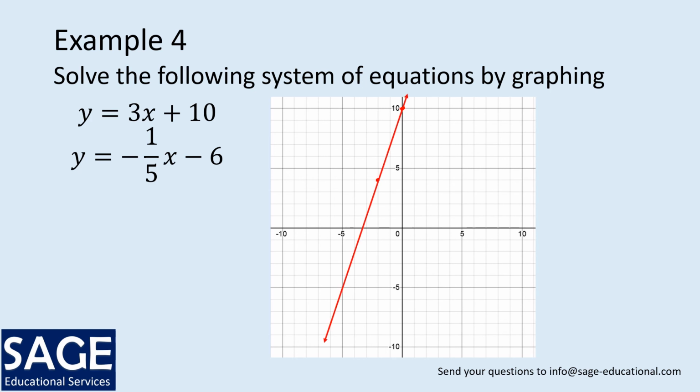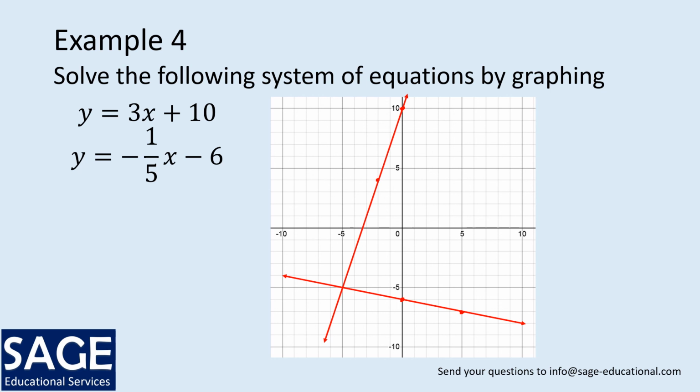For the second line, y is equal to -1 over 5x minus 6. The y-intercept is -6, so that's the first point. And the slope is -1 over 5. And what that means is that I would go 5 units to the right, and then I would go 1 unit down because it's a negative slope. And once I have those 2 points, I can join them through a straight line.